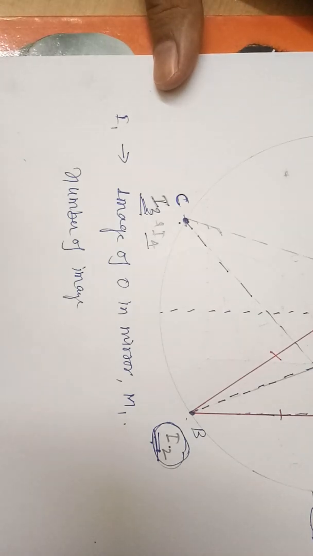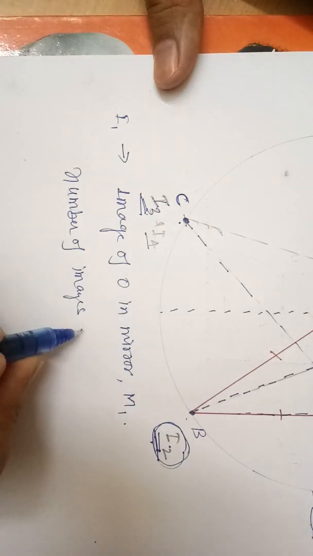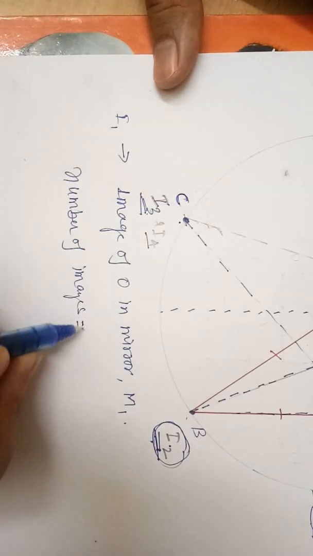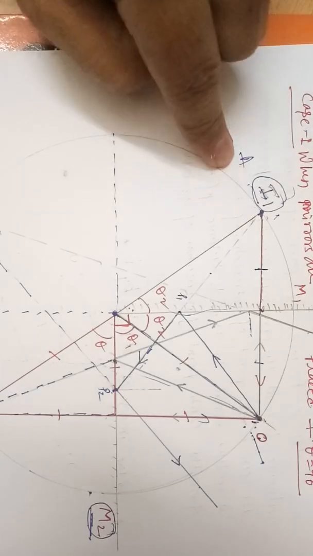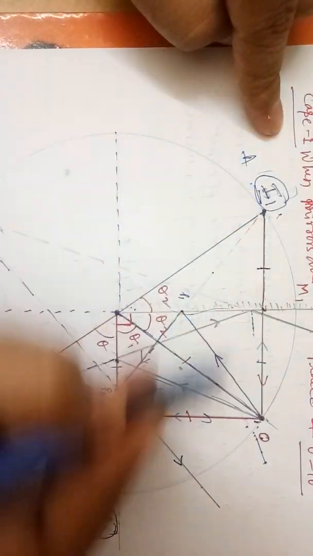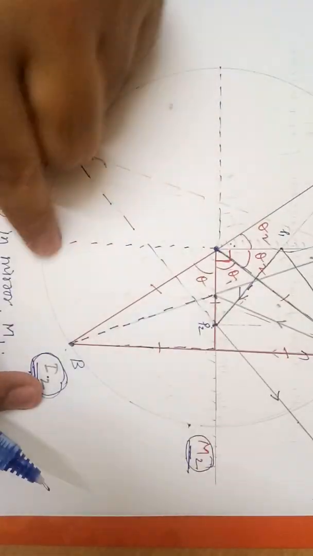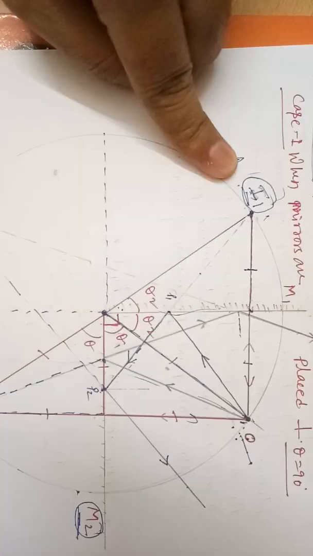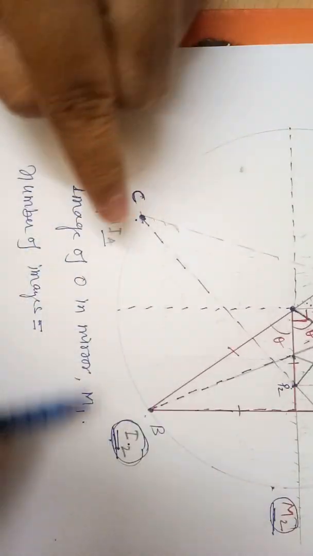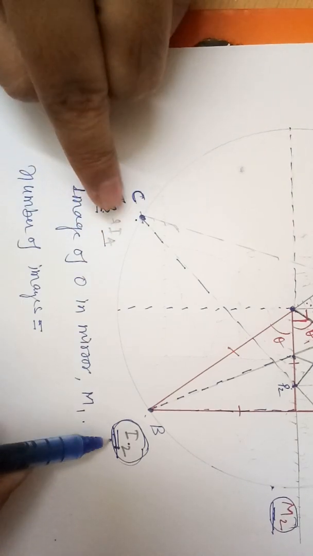So the number of images here now. Number of images. How many images can be formed here? So number of images I'm counting. 1, right? This I1 of O. This I2 of again O. This I3 of I1 and this I4 of I2.